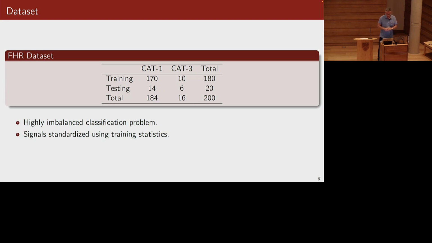So we didn't have any segments. These are segments of the same length. You can see how they were split. So we had a total of 200, and you can see how they were split into training and testing. So it's a highly imbalanced classification problem. I have some comments to make about that also later.